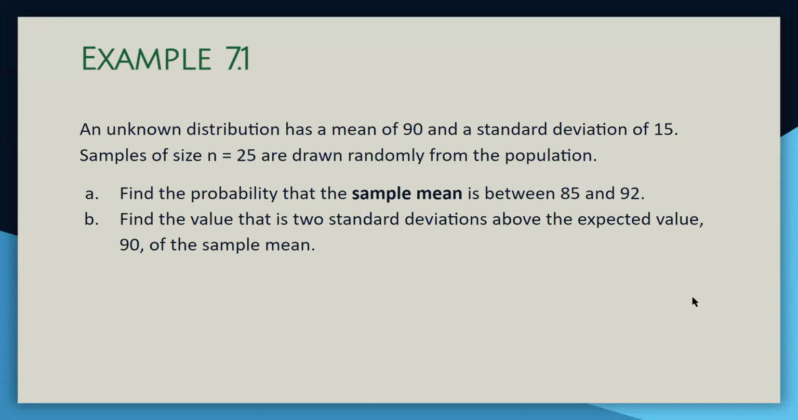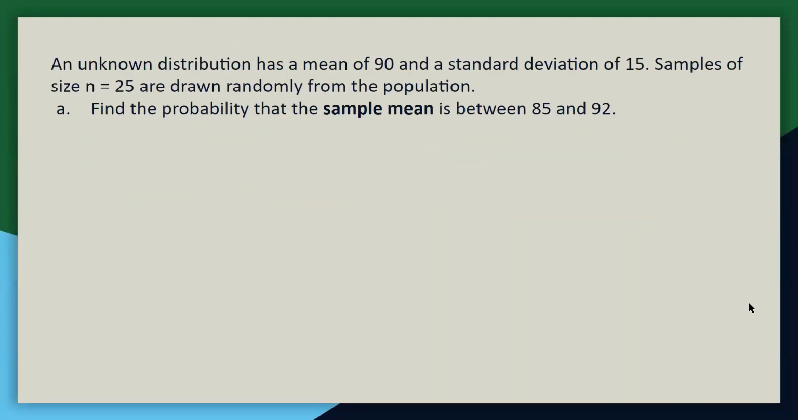So let's go ahead and tackle A first. A says find the probability the sample mean is between 85 and 92. To start, I'm going to pick through that word problem and identify what we know. First thing is they say an unknown distribution. This is our raw data. Those are those original X values. And the unknown means I don't know what that distribution looks like.